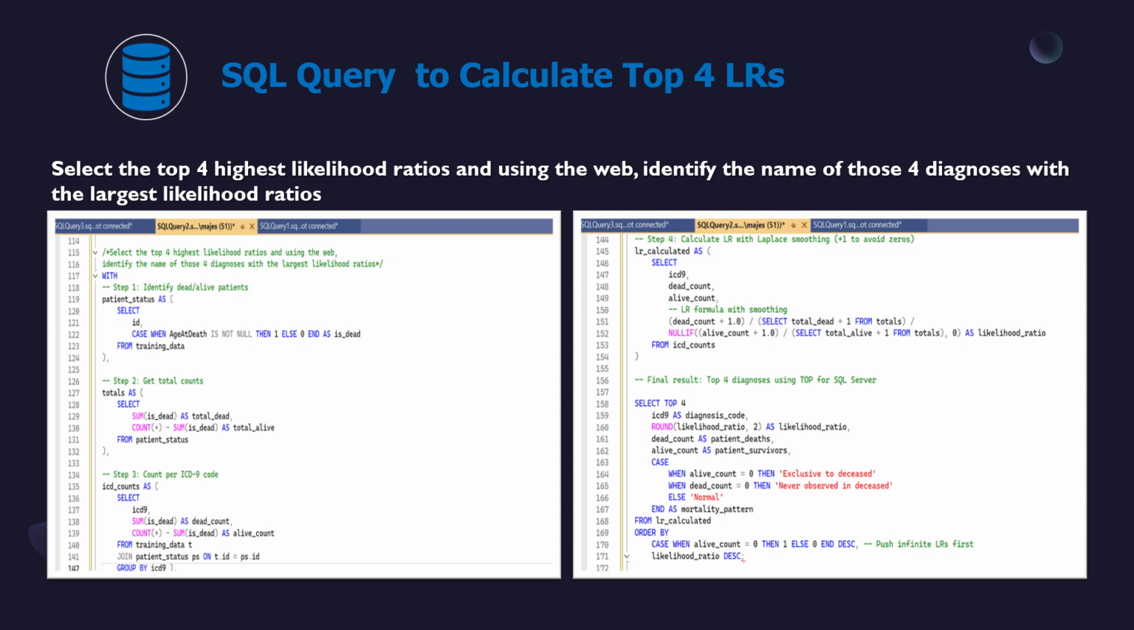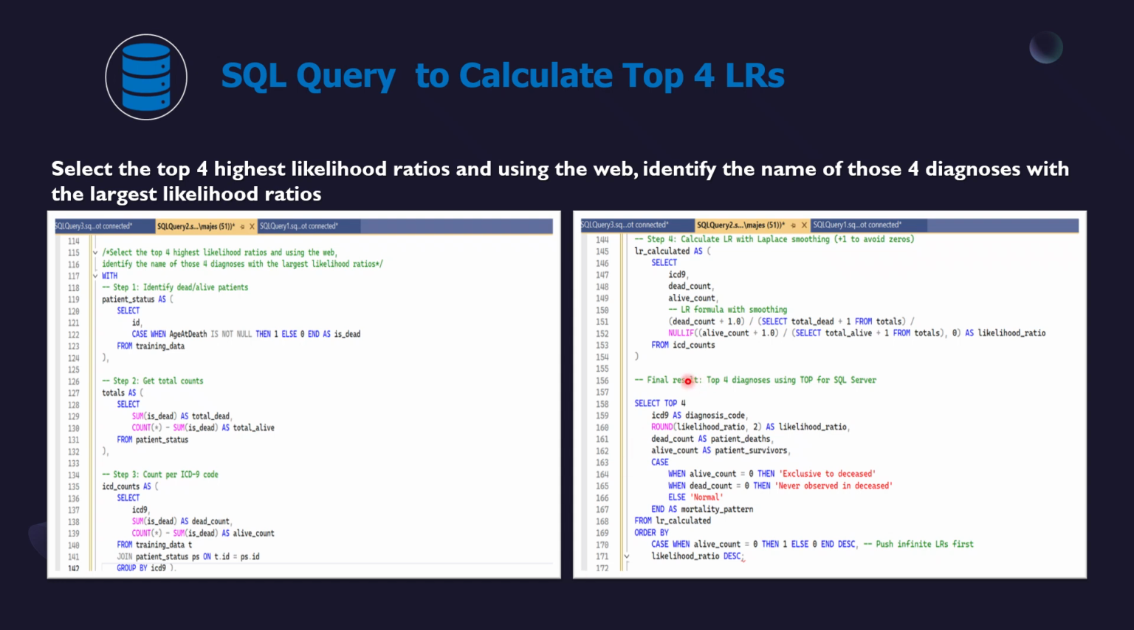So in answering the third and final question for this presentation, we calculate the top 4 likelihood ratios and then find what those diagnoses are based on the ICD code. So it's the same thing as in question 2. All the codes are very similar. You can see for yourself. The only thing that is different is the final result section here. Let me show you here.